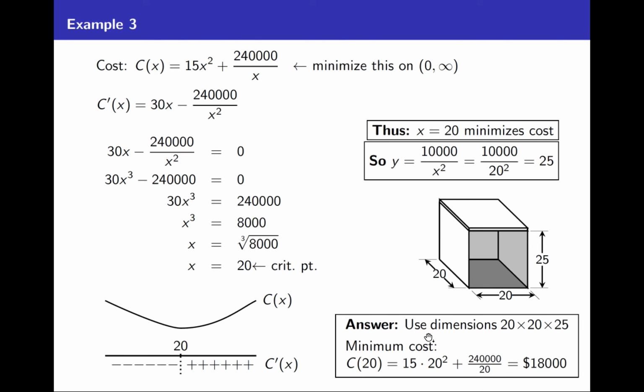Answer: use the dimensions 20 by 20 by 25, and you'll get a minimum cost of C of 20 equals 15 times 20 squared plus 240,000 divided by 20, and that's $18,000, which seems kind of high, but it would be higher if you used any other dimensions than the ones we got here.